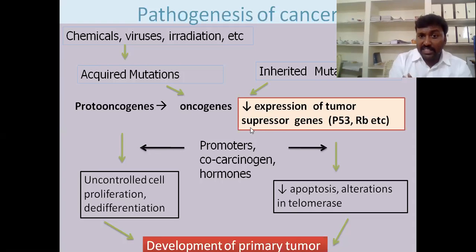If these tumor suppressor genes are activated properly and doing their function very well, we get apoptosis, programmed cell death. Apoptosis is programmed cell death; the cells are killed and eliminated from the body. We get apoptosis, and alteration of telomerase, so there is no formation of a tumor.